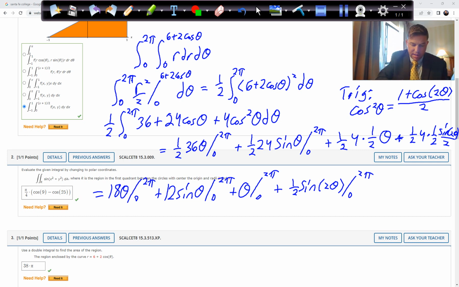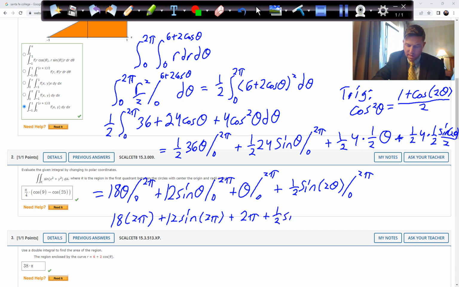So we're going to get 18 times 2 pi. Notice these zeros are all going to go away, so I don't need the lower limit at all. Plus 12 sine of 2 pi plus 2 pi plus 1/2 sine of 4 pi.